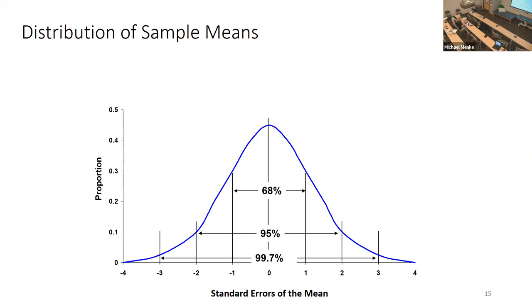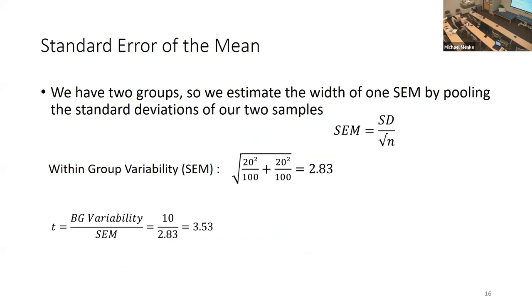Because we know that a mean of one standard error difference is pretty substantial. A mean of two standard errors difference would be huge. So we use that information to form our test statistic like this. So we have two groups. We estimate the width of one standard error by taking the standard deviation of that group divided by the square root of n, because again, it's an inverse log function right here.